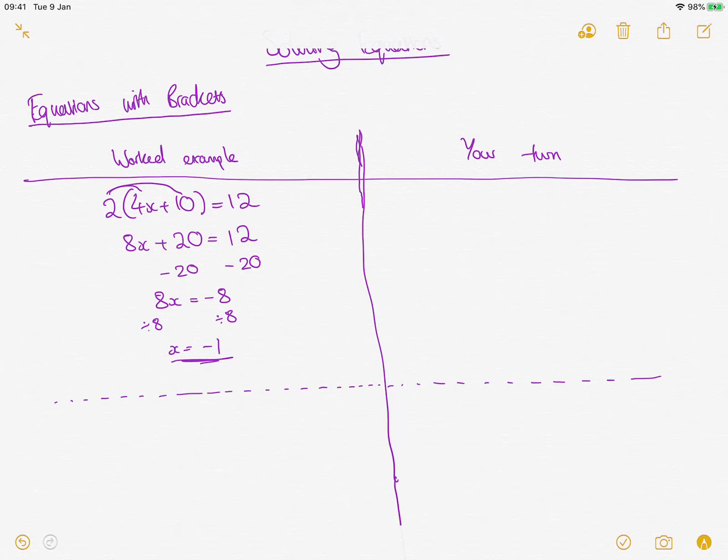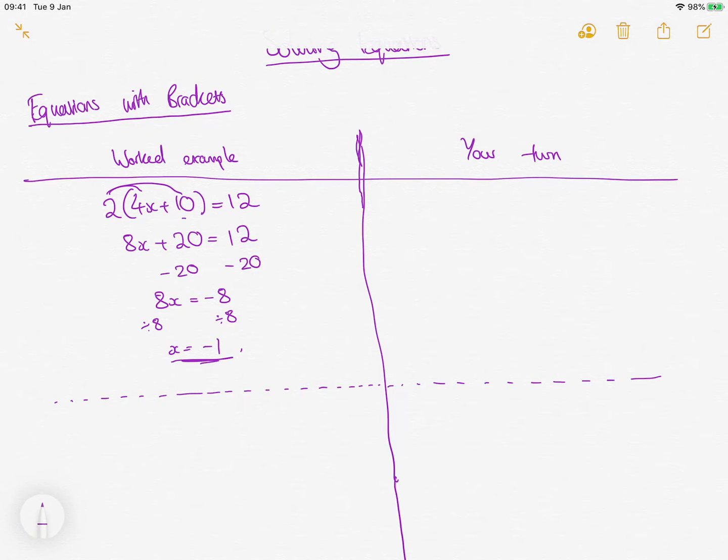Okay, so final answer of x is -1. So don't be afraid of getting minus numbers or fractions or anything like that. Anything's possible really. And I can double check I got it right by subbing x is -1 back into this. Well, if x is -1, then I've got 4 times -1, so that's -4, add 10, which is 6. 6 times 2 is 12, so that equation adds up. It makes sense. I know I've got it right.